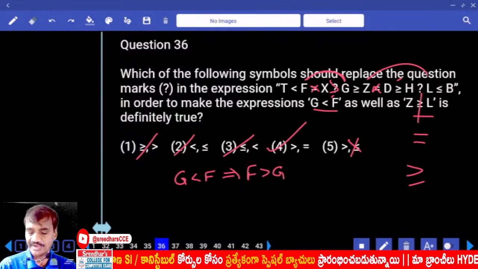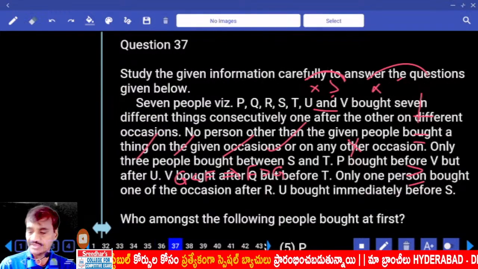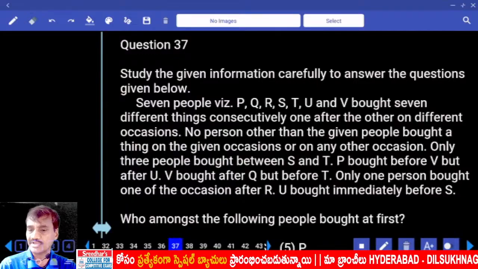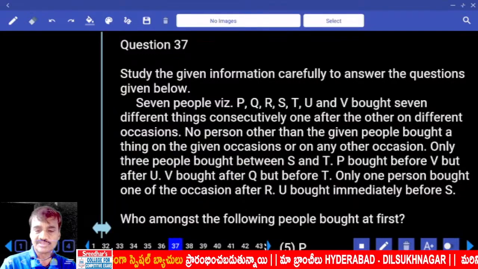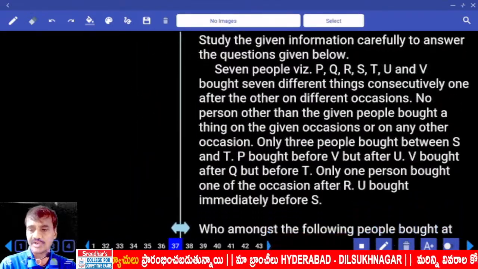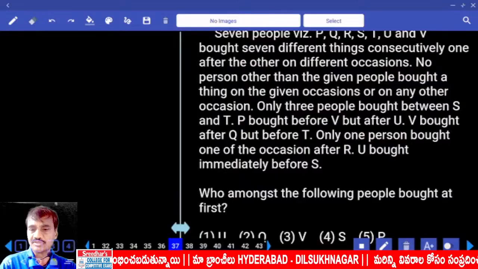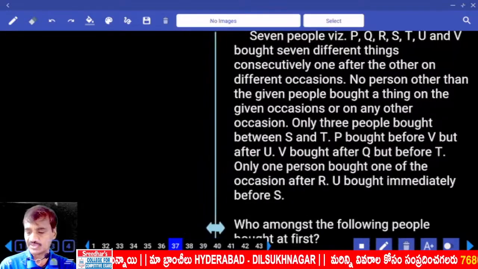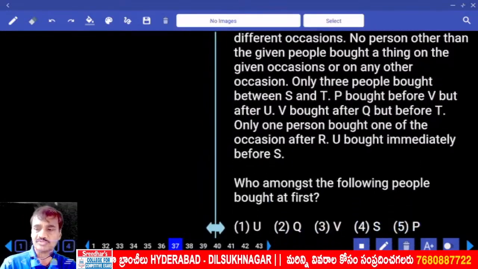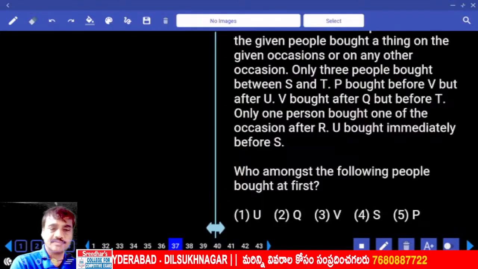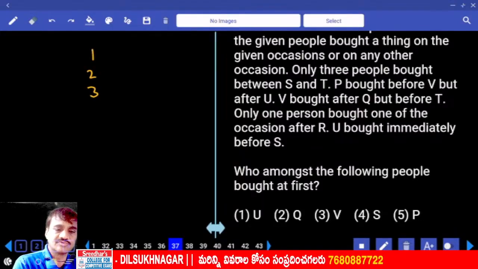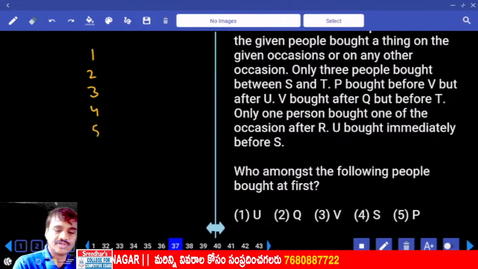Clear? The next one, 37 to 40. Now in this 37 to 40, tell me what is given here? 7 people, and 7 different things, consecutively one after the other, and no person other than the given people. First or the second? First bracket. Only 3 in between S and T. How many persons are there? 1, 2, 3, 4 and 5, 6, 7.